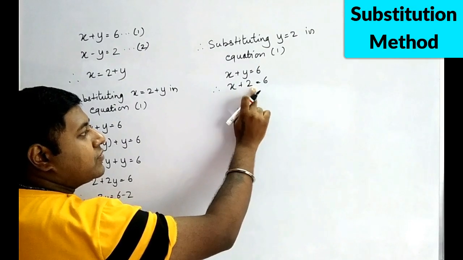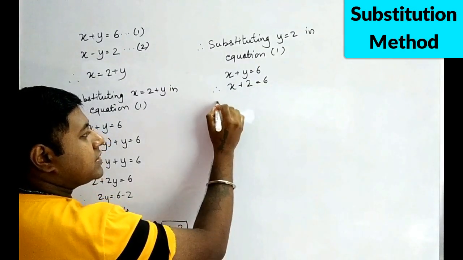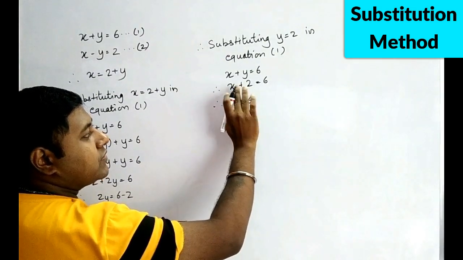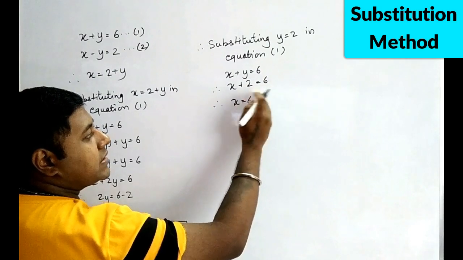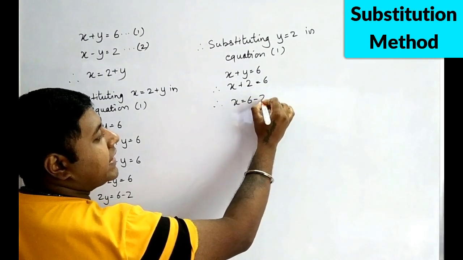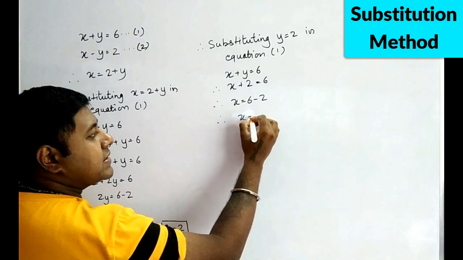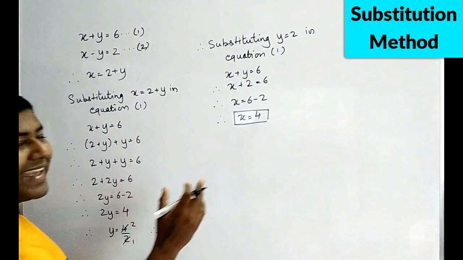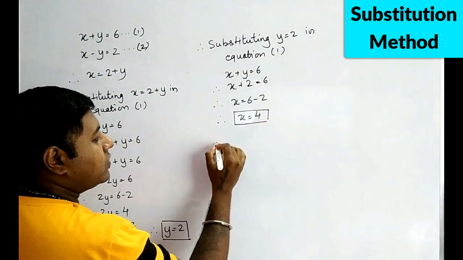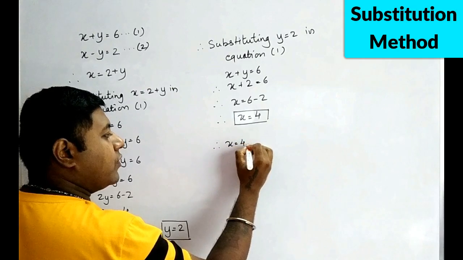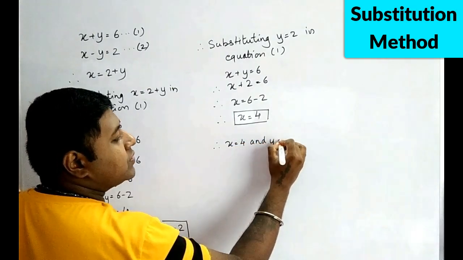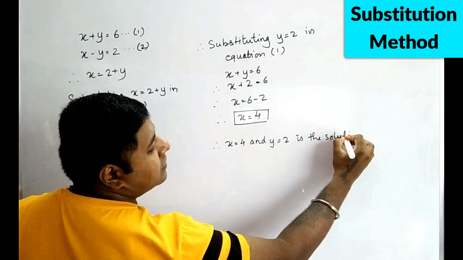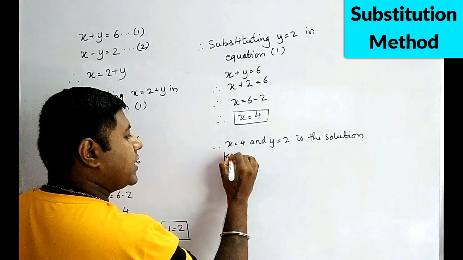Again we are going to take this 2 from LHS and transfer it to RHS. Therefore, x is equals to 6. 2 is positive here, so when we take it from LHS and transfer it to RHS, it changes its sign and becomes negative. Therefore, x is equal to 4. Now we have the values of both x and y. So I will write down, therefore, x is equal to 4 and y is equal to 2 is the solution for the given equations.